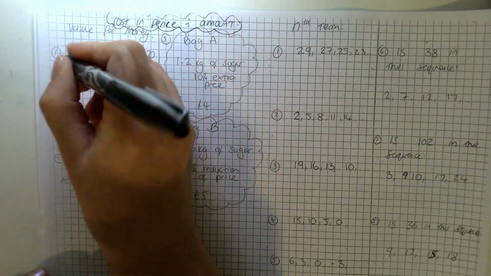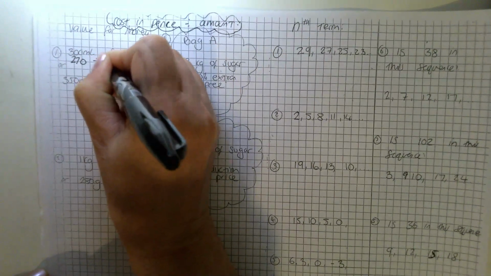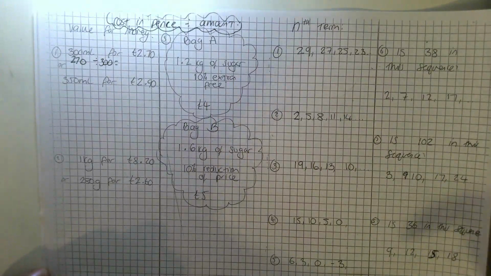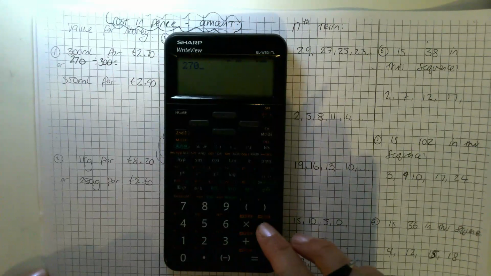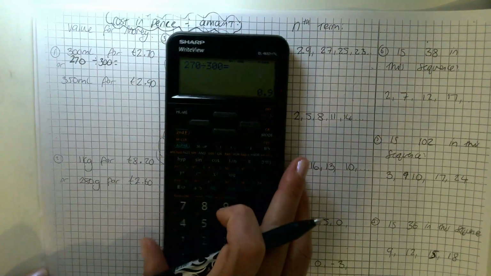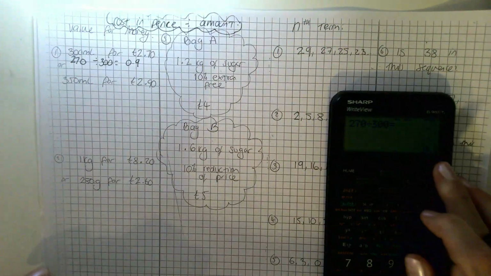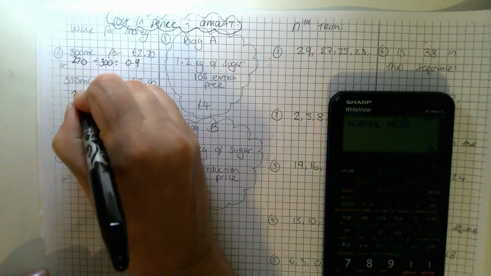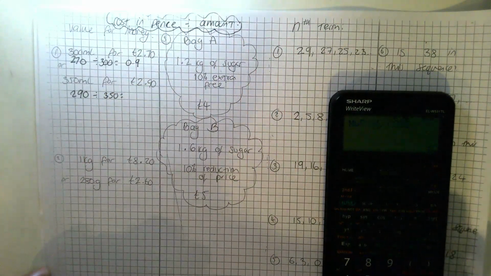So we're going to divide our pennies, so 270 divided by 300. Just get your pennies and divide it by the amount. Now that's going to get us 0.9. Do it on your own calculator so you can see it better yourselves. Do the same with the next one. So our intention is to do 290 pennies divided by 350.